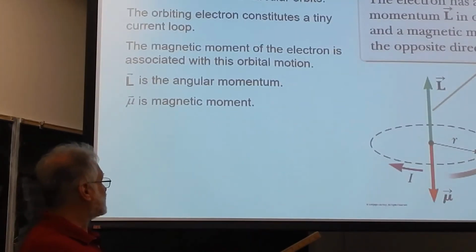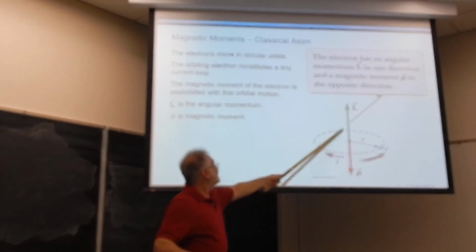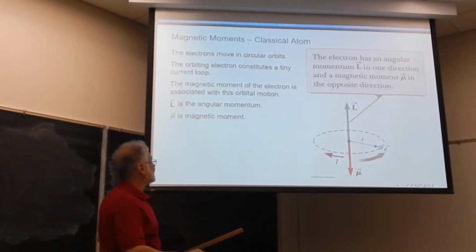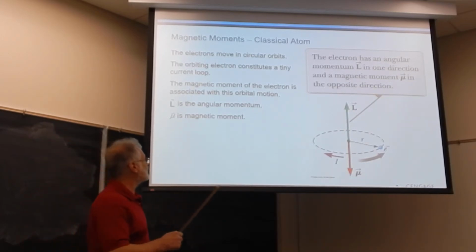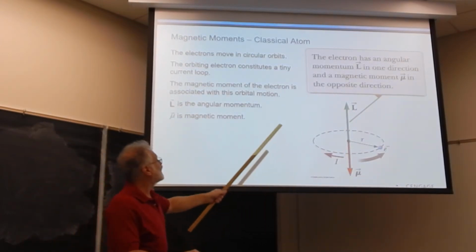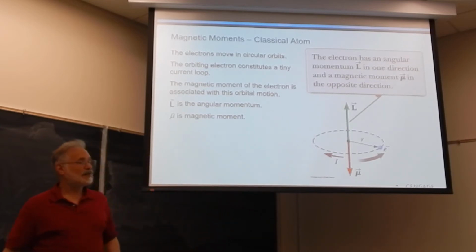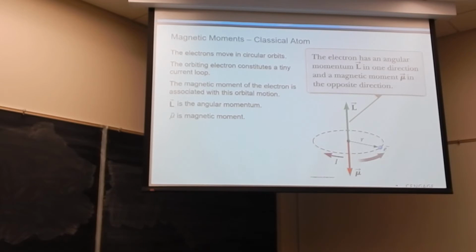Pointing in the opposite direction is the angular momentum of the electron. That's what we use the vector L for. Because the electron is negatively charged, the magnetic moment and the angular momentum are going to be in opposite directions. So that's a current loop and a magnetic moment.